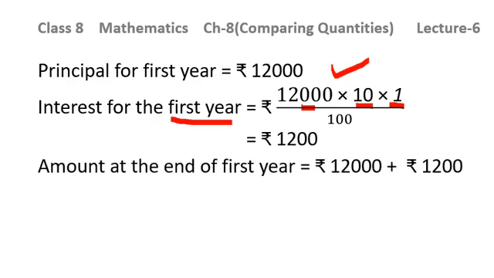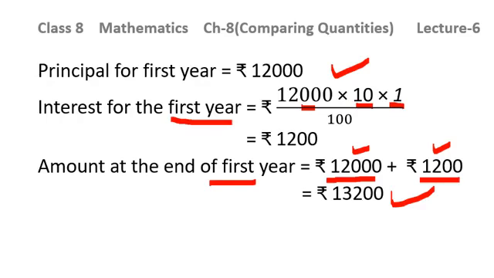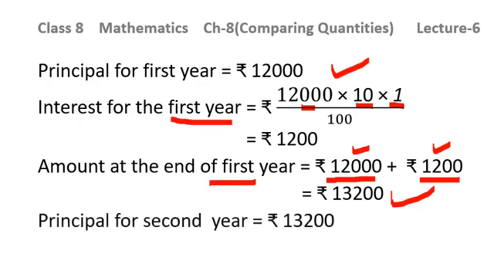Now we need to find the amount because this will be the principal for the second year. How will you calculate the amount? Principal plus interest. This was your original principal, that is 12,000 rupees. This is your interest, rupees 1200, and the amount will be 13,200. So the amount at the end of the first year is rupees 13,200. As I told you, in compound interest, the amount of the first year will be the principal for the second year. So the principal for the second year will be 13,200.